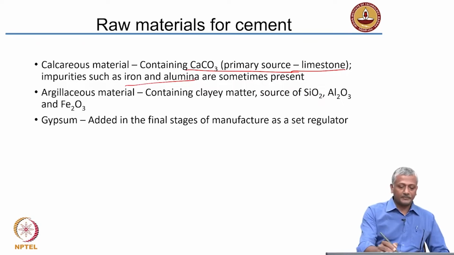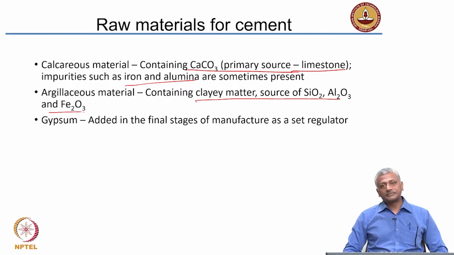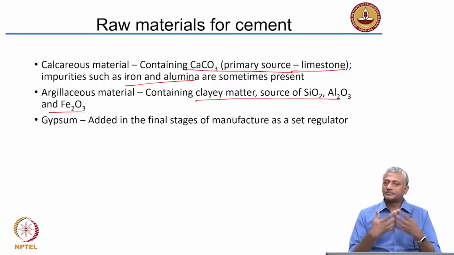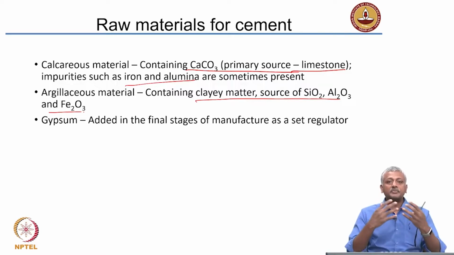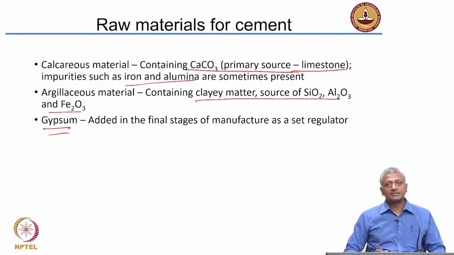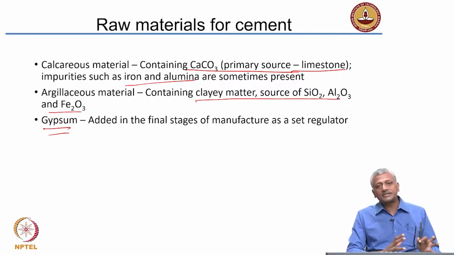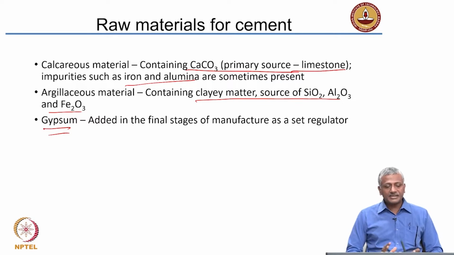The other component is clay. The clay basically contains silica, alumina and iron oxide. So, limestone contributes calcium carbonate, the clay contributes silica and alumina, and both of them have a little bit of iron oxide also. Then to this mixture, which is burnt and converted to what we call clinker, I will talk about that later, you also add another additive called gypsum. Of course, this is a material that you are all familiar with, right. Gypsum is added in the final stages of manufacture to control the rate at which cement will set once it reacts with water. So, you have these three principal raw materials for the manufacture of cement.